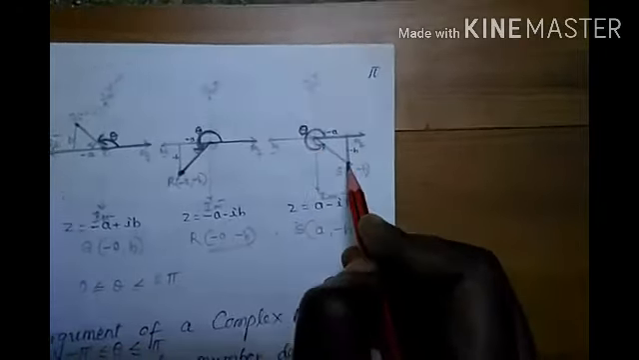Join the OS line. The angle made by this OS line with the positive real axis, measured in the anti-clockwise direction, is called the argument theta. Here we can say the theta value ranges from 0 to 2 pi. After the interval 2 pi, the theta values may be repeated.